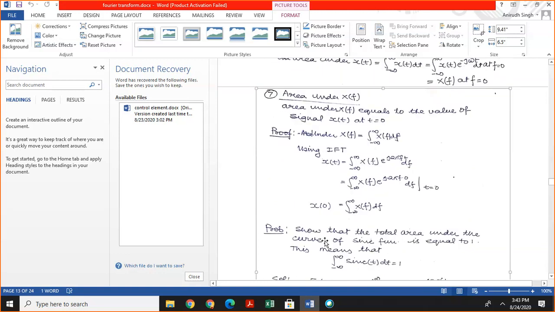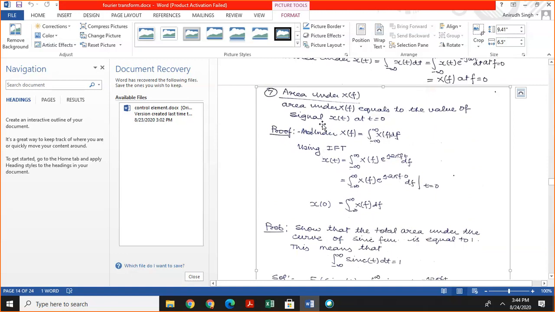So we can say that the area of x of f is equal to the value of signal x of t at t equal to 0.